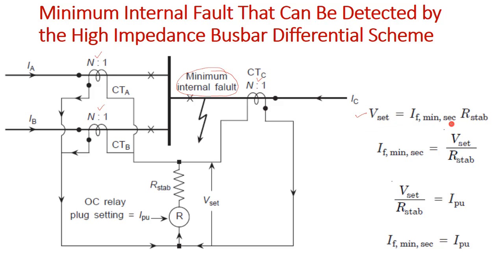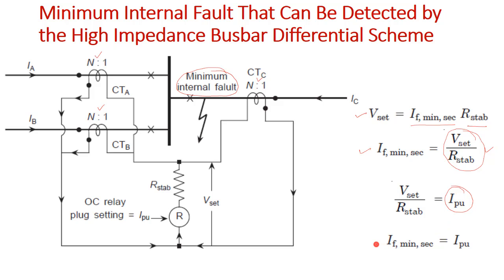IF min secondary, because the current flowing through this is the secondary side of the CT. So, it is IF min secondary into R stab, right. So, this will be V set, the voltage across this spill path, and from this equation I can find IF minimum secondary, that is the minimum internal fault current at the secondary side will be V set by R stab, okay, R stabilizing, and from here we know that V set by R stabilizing is nothing but equal to I per unit, right.